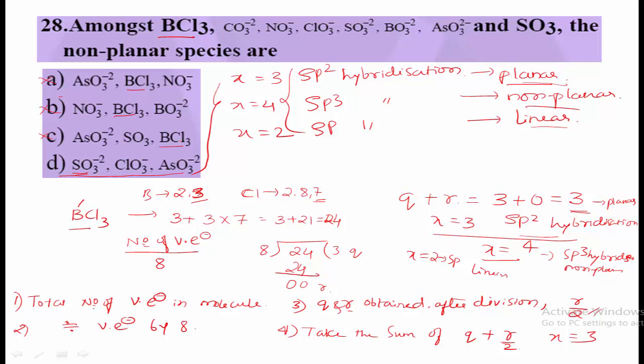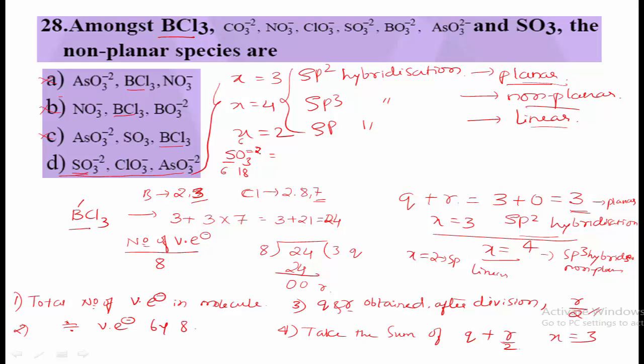So first one I will consider SO3 2-. So totally how many valence electrons are there? In sulfur there are 6, and in oxygen there will be 6, and 6 3s are 18. So 3 oxygens are there. From each oxygen 6 valence electrons are there. So 6 into 3 is 18.